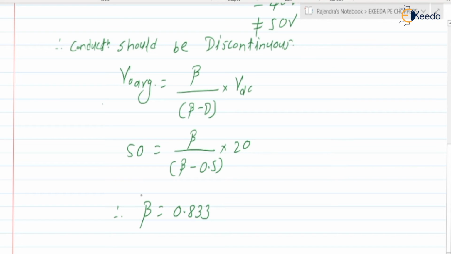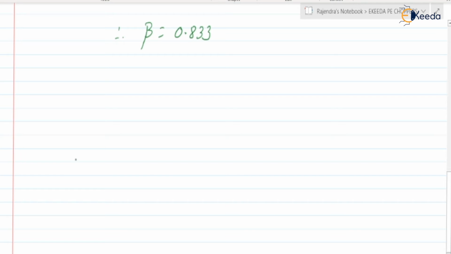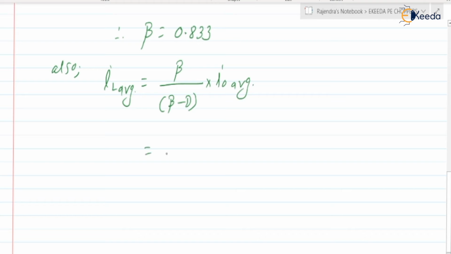Inductor releases the energy. Also we have the expression for IL average. For discontinuous conduction, IL average is equal to beta upon beta minus D into I0 or I0 average. So it is 0.833 divided by 0.833 minus 0.5, into I0 average.